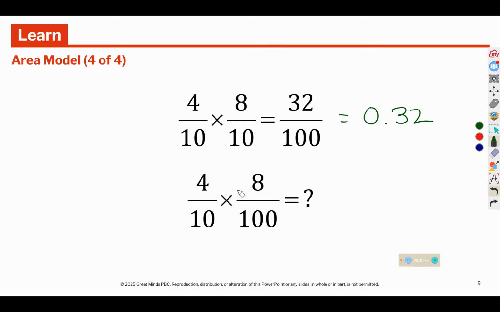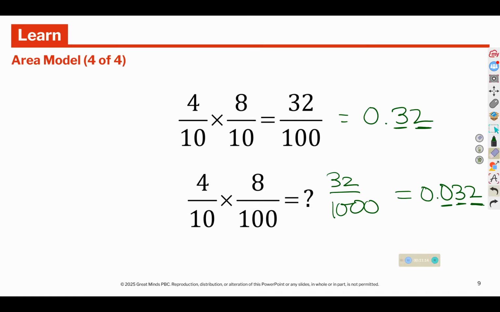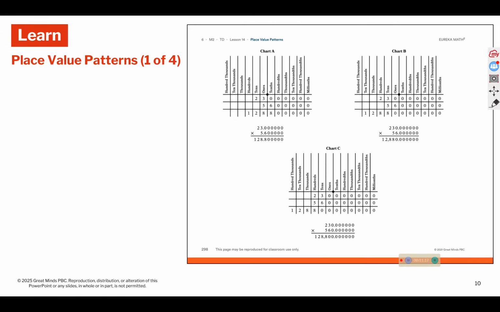This one, 4 times 8 is 32, but instead of having 10 rows or columns, we now have 100. So 10 times 100 would be 1,000, which would be in the thousandths place. This is tenths, hundredths, thousandths. You can think of it using the place value charts. You can see here tenths, hundredths, thousandths, 10,000ths, 100,000ths, millionths.